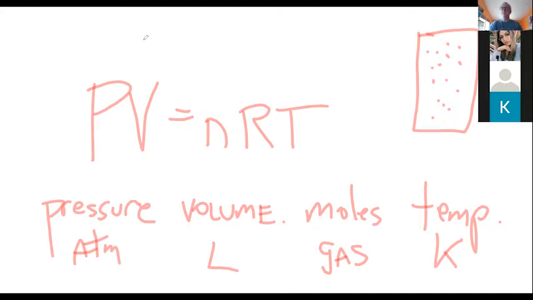So these molecules actually have to hit the side of the container in order to exert pressure. If they weren't hitting the side of the container, there would be no pressure, even though there would be gas molecules in there. And so the gas molecules actually have to be moving in order for them to hit the side of the container. If they stopped moving, there'd be no pressure. But at what temperature do molecules stop moving?